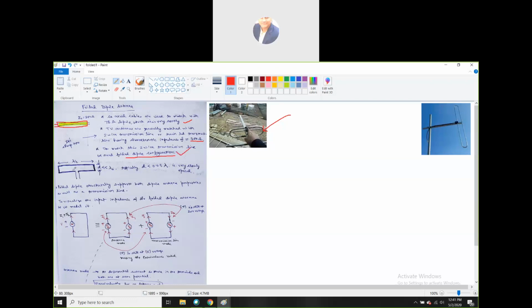Now, this is the folded antenna configuration. As you can see here, it is actually a dipole antenna, nothing special in that. It is a simple dipole antenna.